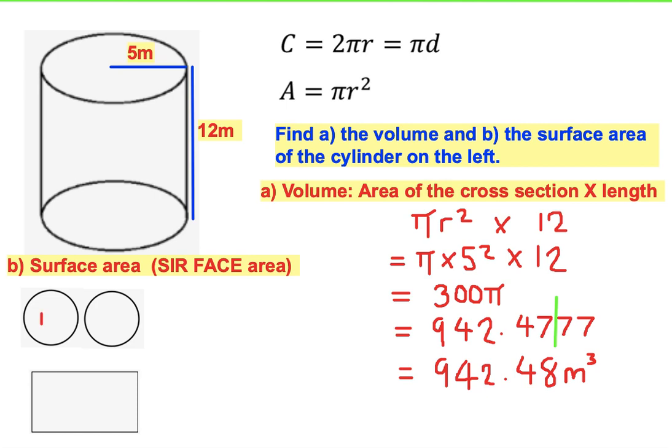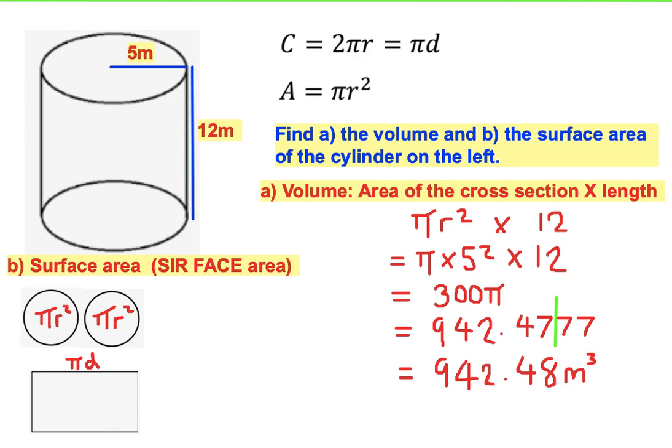Now, the 2 circles are easy enough. They're both going to be pi r squared because the top and the bottom are circles, and obviously we're going to use pi r squared. However, this rectangle, we need to find the measurement, the top measurement. Now, if we unravel a piece of toilet paper, as I say, this top measurement is going to be the circumference. So it's going to be pi d.